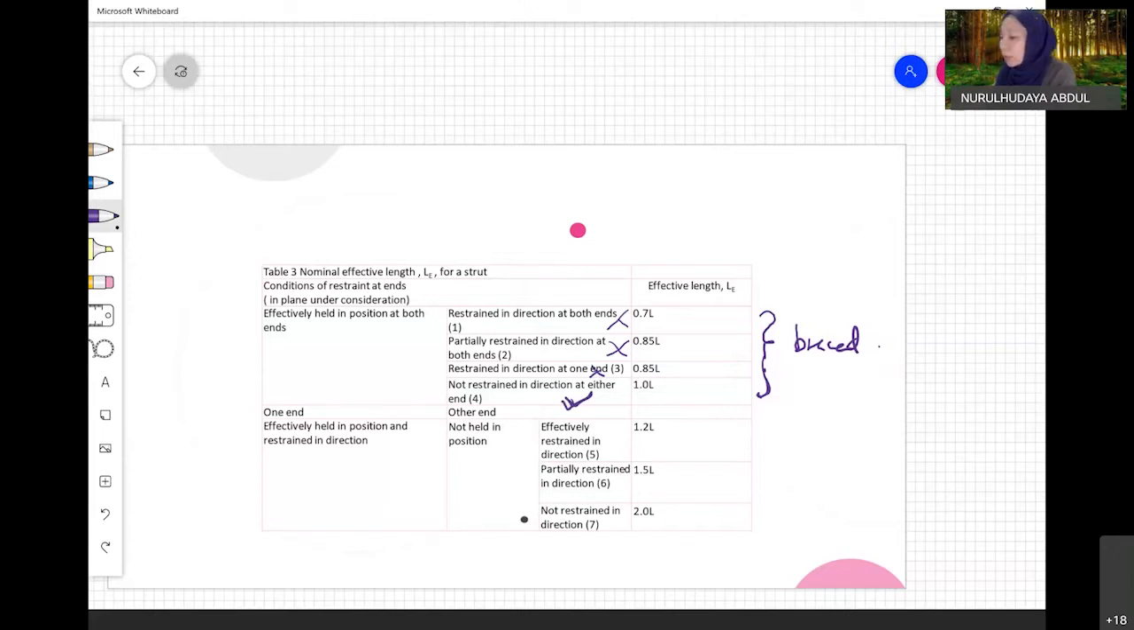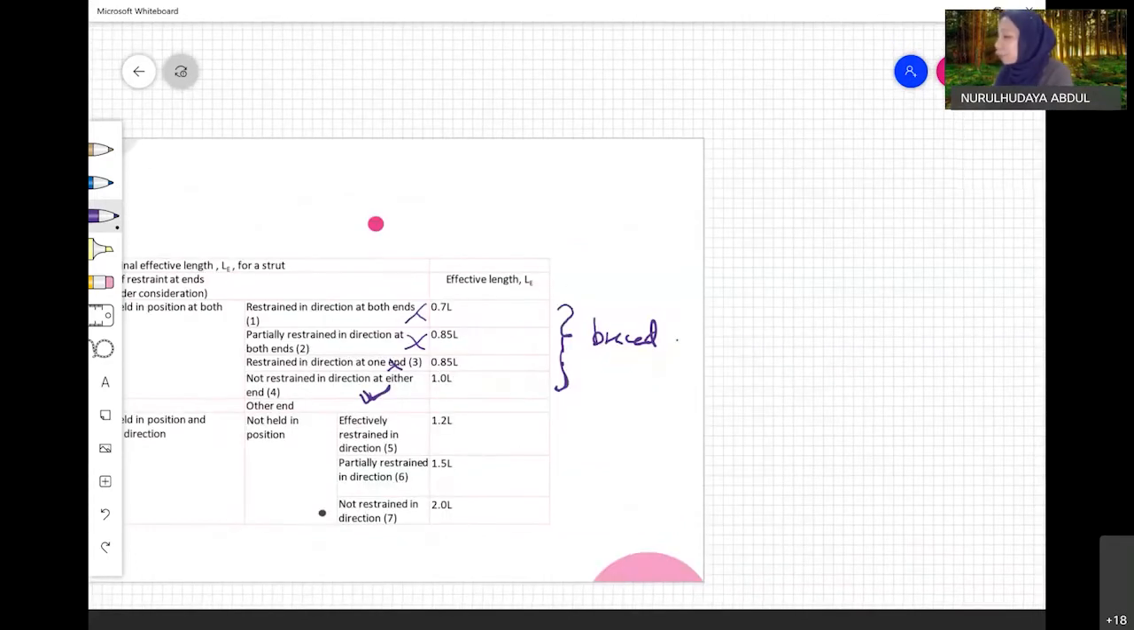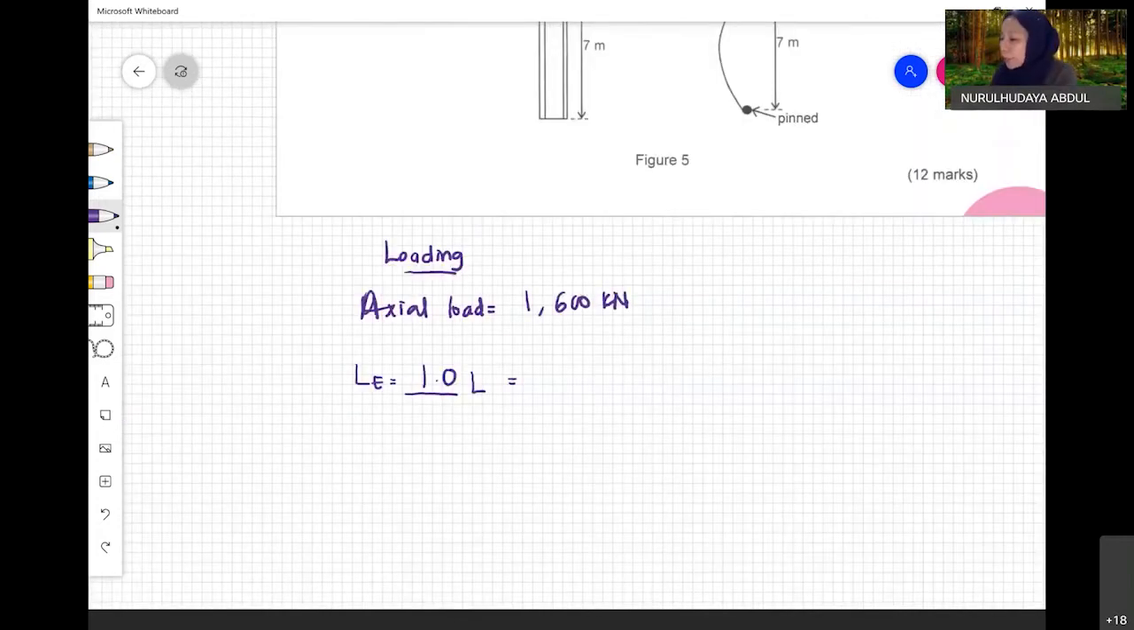So that is 1.0 L. So we pick the number, like the factor is 1.0 L. Okay, and then 1.0 times the length, which is 7 meter, given in the question, kita dapat 7 meter lah. So that is the effective length.